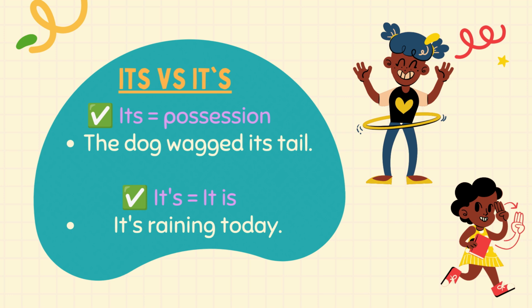What is it's? It's a short form of it is or it has. We can use both. It's raining today. It's sunny today. It's a beautiful day. It's time to go home. Replace it's with it is. It's an easy trick. It's raining means it is raining. Let's go to the next slide.